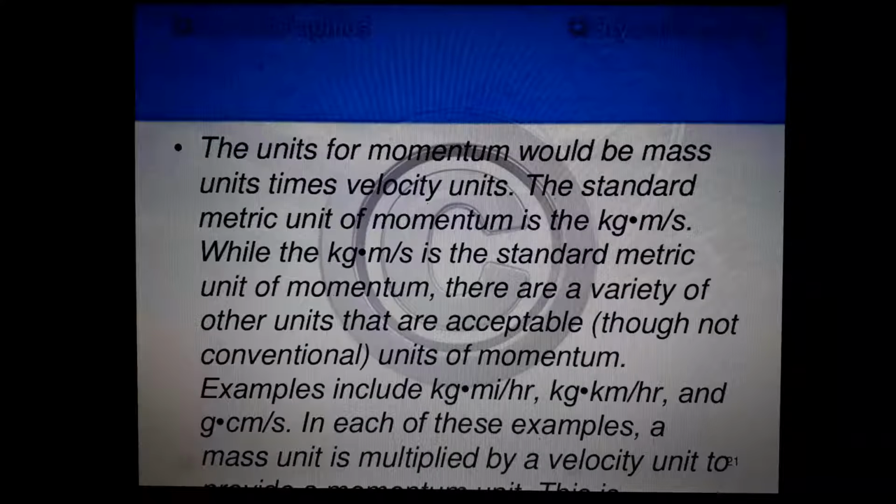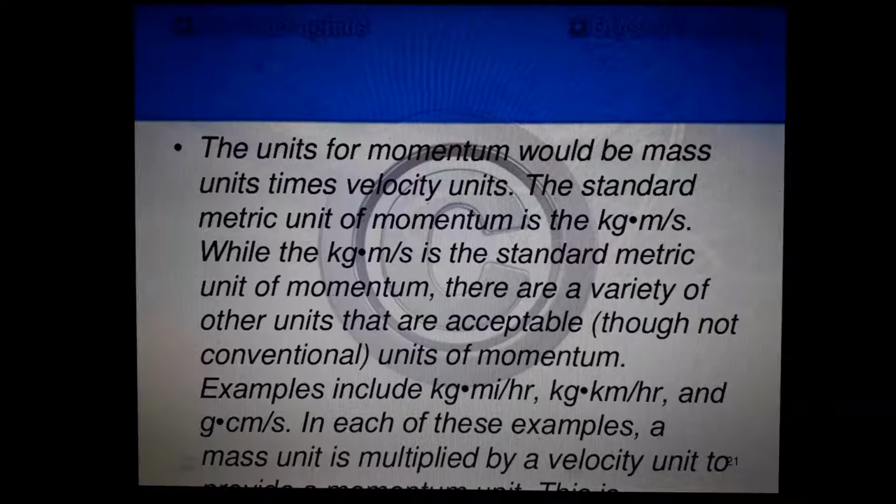While the kilogram meter per second is the standard metric unit of momentum, there are a variety of other units that are acceptable. Examples include kilogram mile per hour, kilogram kilometer per hour. Okay, let's leave it. But the standard unit is kilogram meter per second. That's the main thing you want to study.